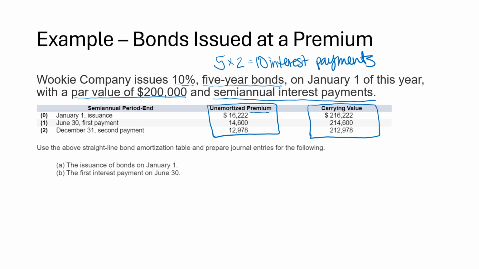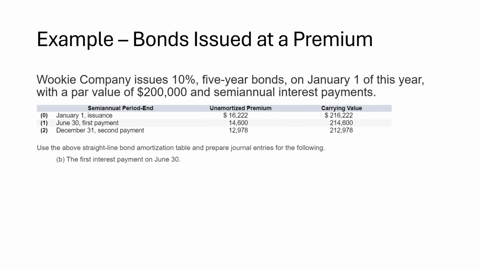So the same logic applies here, so I'm not going to go through it in as much detail as I did in the previous video. With this information we have, we need to use the straight line bond amortization table, which is what they provided here, and prepare journal entries for the following: the issuance of bonds on January 1st and the first interest payment on June 30th. We need to set up our journal entry for this. Just as a reminder, these are 10% bonds, 5 years, semi-annual interest payments, which means 10 interest payments.